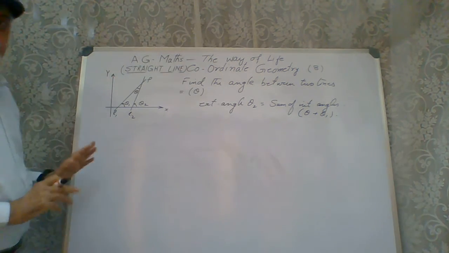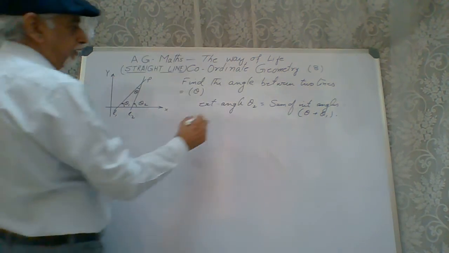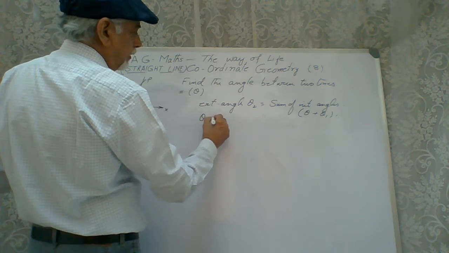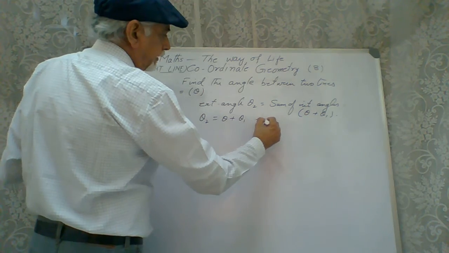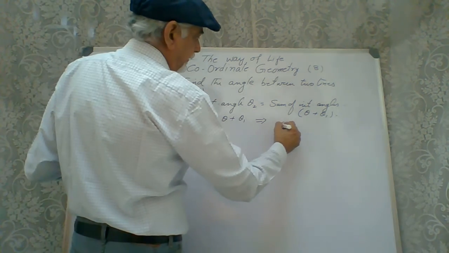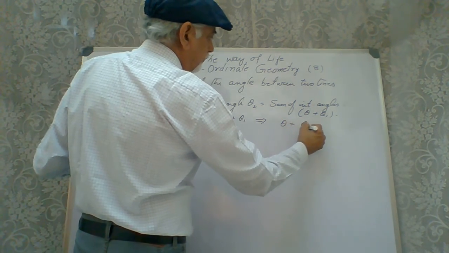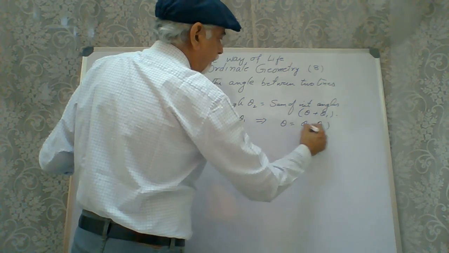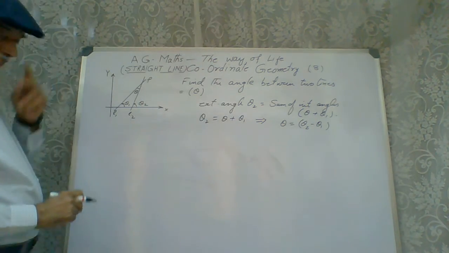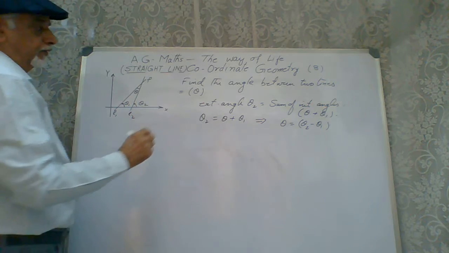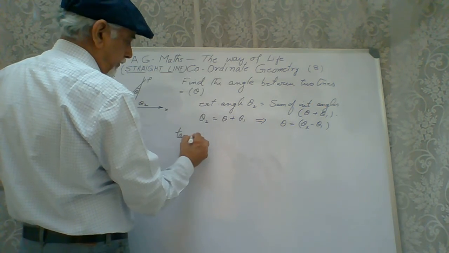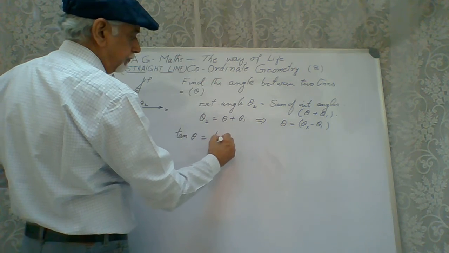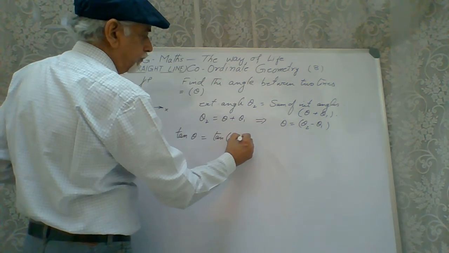That is the theory of the geometry. Now if I write theta 2 is equal to theta plus theta 1, alternately we can also say that theta is equal to theta 2 minus theta 1. If I just rewrite by transposing, now taking tan on both sides, we can write tan of theta is equal to tan of theta 2 minus theta 1.